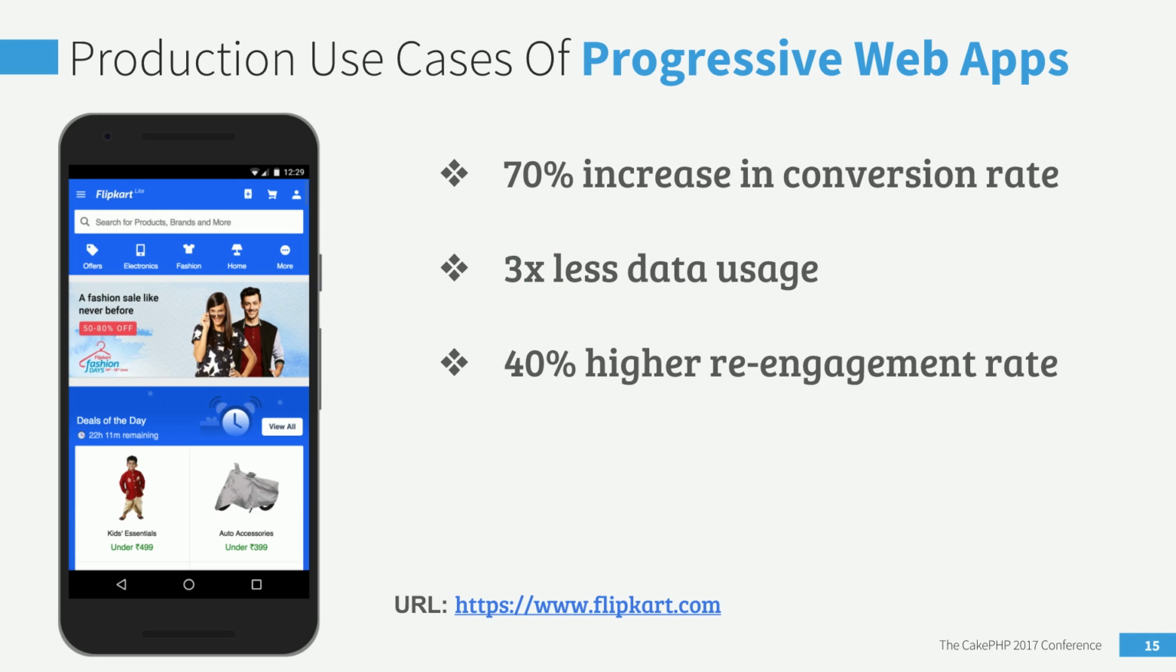All right. So these are the hard statistics. You can write it down or take a photo and show your boss. 70% increase in conversion rates, because that's what everybody asks. So how is this going to help our business? How are we going to get more users? Is our conversion rate going to increase? But this is what happened. After they deployed this progressive web app, they had a 70% increase in conversion rate.